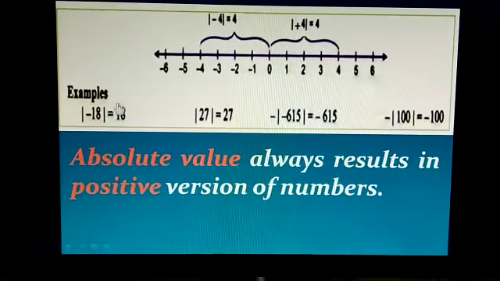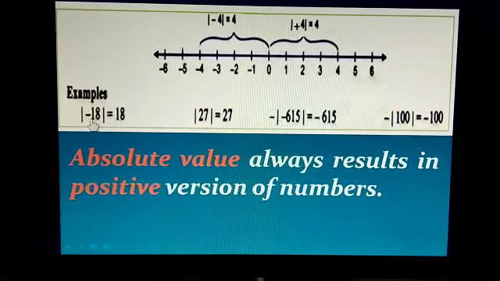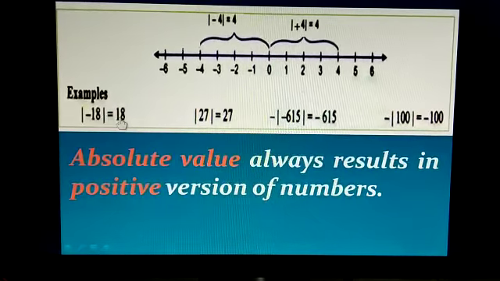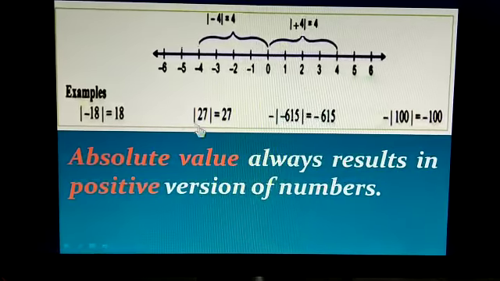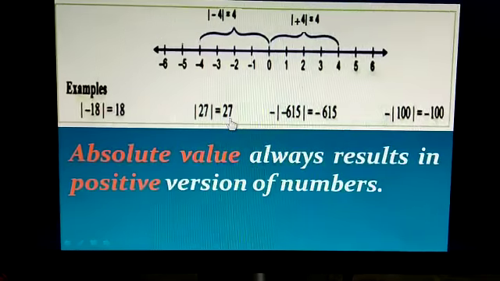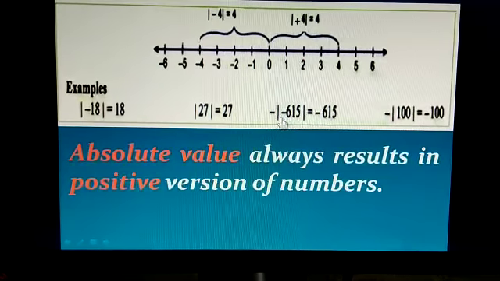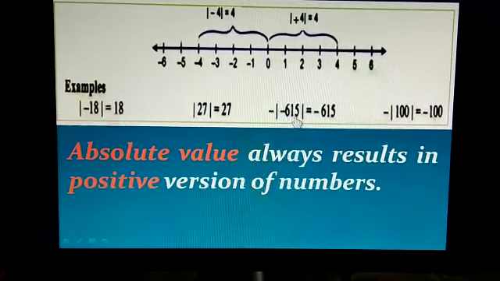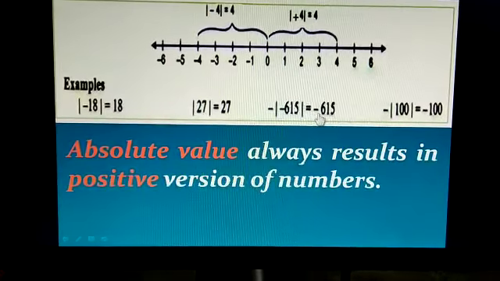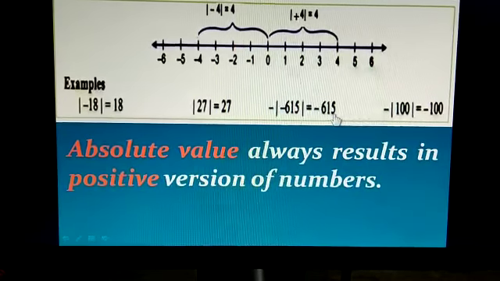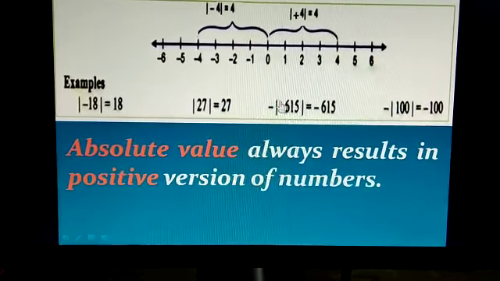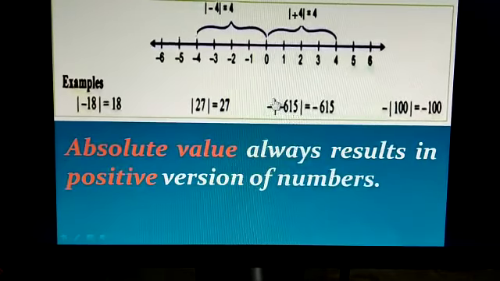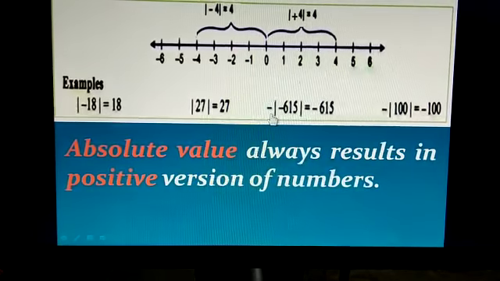For example, the modulus of -18 is equal to 18. The modulus of 27 is equal to 27. The third case, the negative of the modulus of 615 is equal to -615. The reason is the negative sign is there outside this modulus sign.